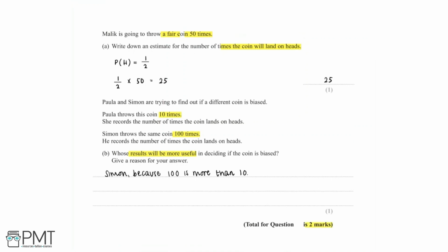Now this question is worth 2 marks. We get the first mark in part A for correctly finding that an estimate for the number of times that the coin will land on heads is equal to 25. And we get the second mark in part B for saying that Simon's results will be more useful in deciding if the coin is biased because he throws the same coin 100 times, whereas Paula only throws the coin 10 times, and 100 is greater than 10, allowing us to get the full 2 marks needed in this question.